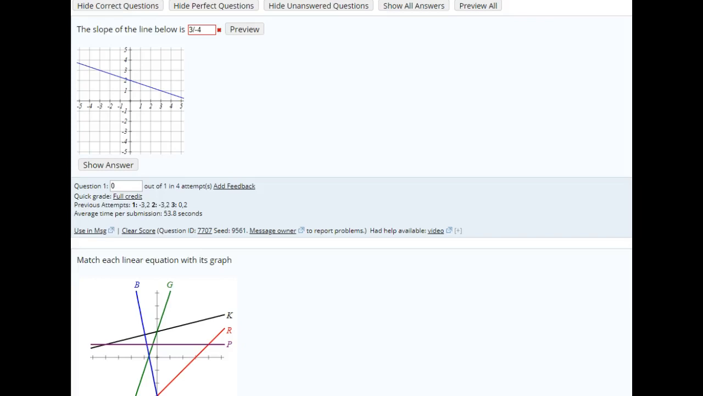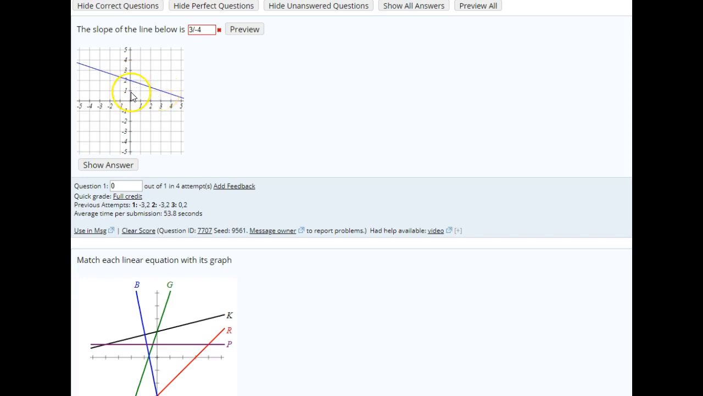You're asked to find the slope of the line below, and as you can see, the slope is rise over run when we're looking at slope. So for this line, I'm looking at the point that crosses the y-axis, so I'm going to go from that point, and I can go down, looks like down 1, and to the right 3.